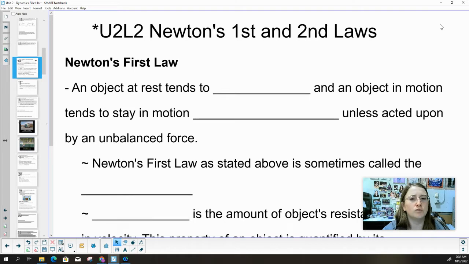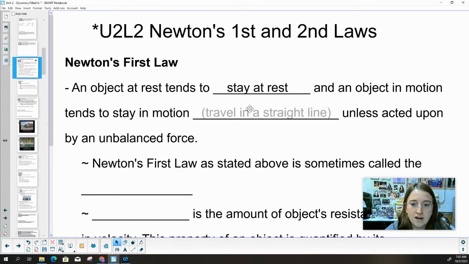Really should have heard of Newton's laws by now. Even if you can't remember which is which, we need to memorize that in this class. But you should have heard them before. So Newton's first law is an object at rest tends to stay at rest. An object in motion tends to stay in motion, which means traveling in a straight line.